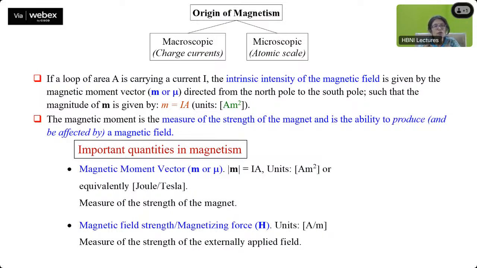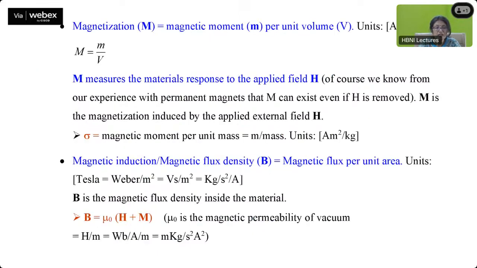Now coming to a few important quantities in magnetism, which I will be using very often. I'll just refresh your memory with that. Magnetic moment vector: the unit is joules per Tesla, and it measures the strength of the magnet. Then magnetic field strength or magnetizing force, capital H. Its unit is ampere per meter, and it is a measure of the strength of the externally applied field. Then you have magnetization, which is magnetic moment per unit volume, and this measures the material's response to an applied field H.